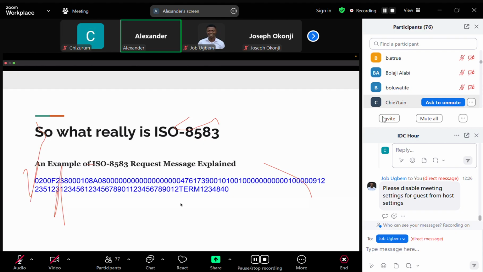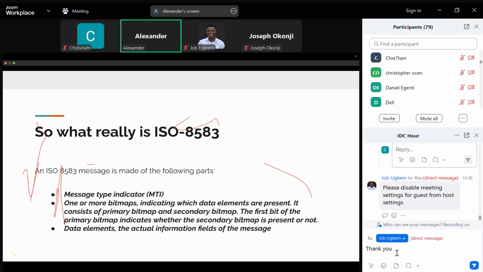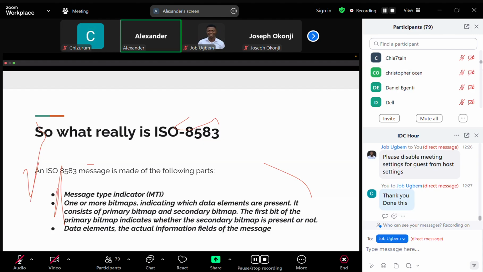So when you see something like this, it is a typical example of an ISO 8583 message, and an ISO 8583 message contains the following parts: the message type indicator that tells you the kind of message that has been sent. Then the bitmap. Bitmaps are those indicators that tell you what data elements are available in the message that whatever entity is sending, right?